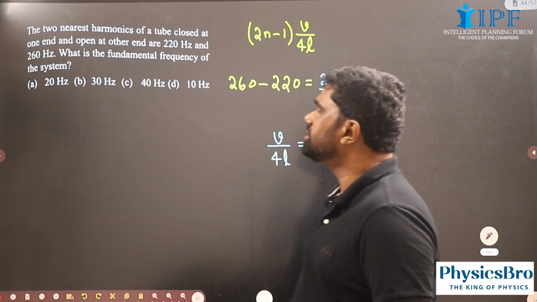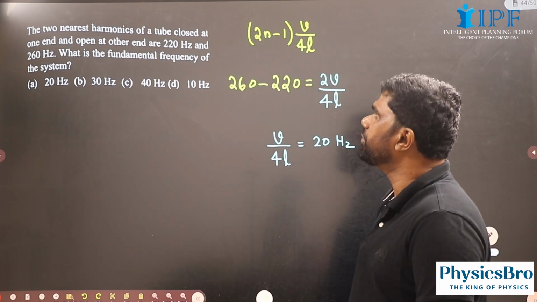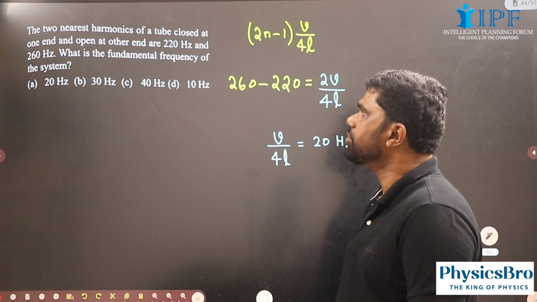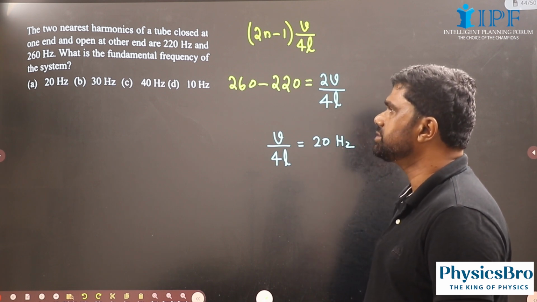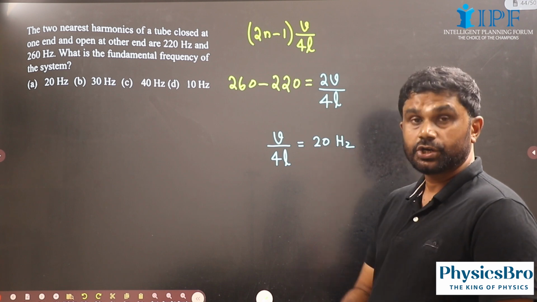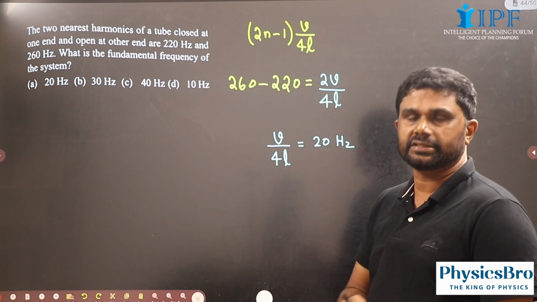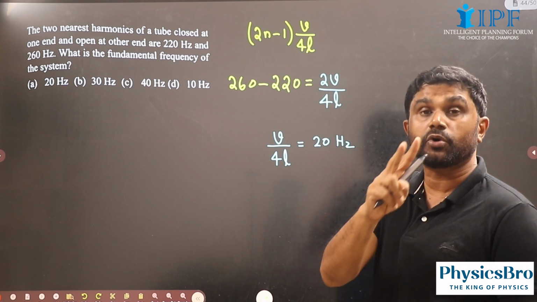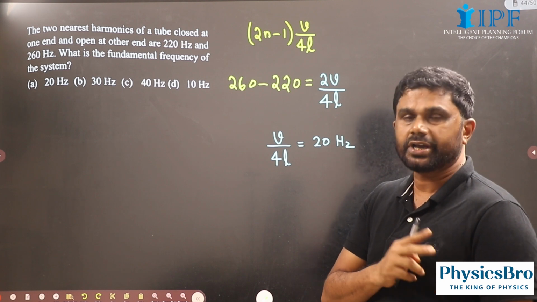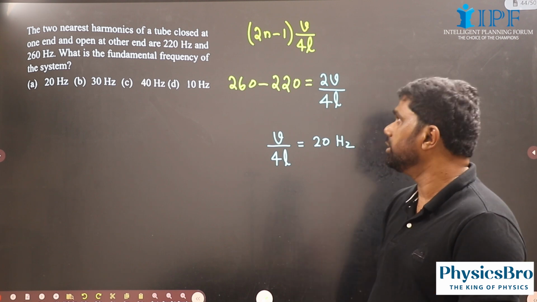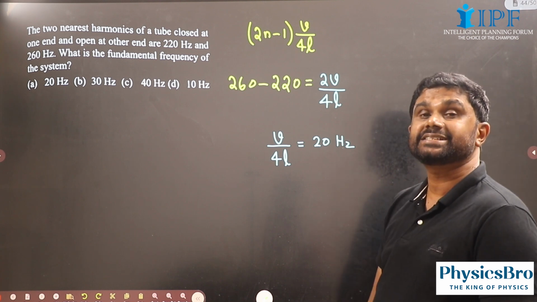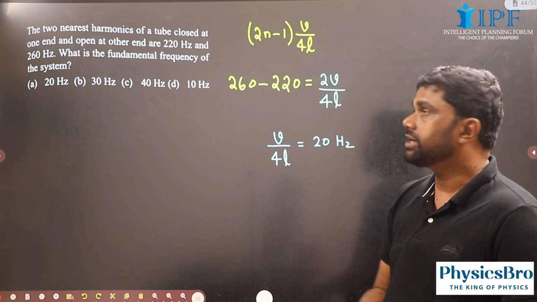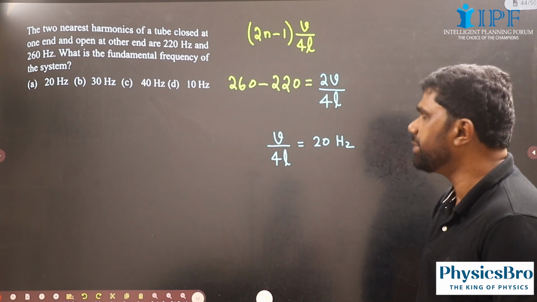Next, the two nearest harmonics of a tube closed at one end and open at the other end are 220 Hertz and 260 Hertz. Closed at one end and open at the other end, only the odd harmonics will be present. So the frequency in the nth mode will be (2n-1) V by 4L, and in the (n+1)th mode, it will be (2n+1) into V by 4L.